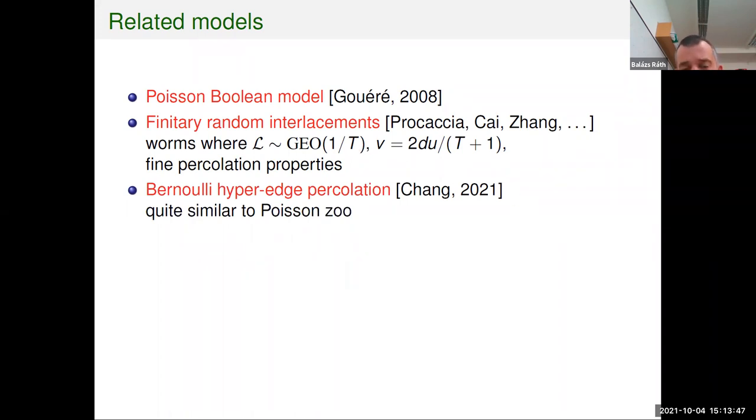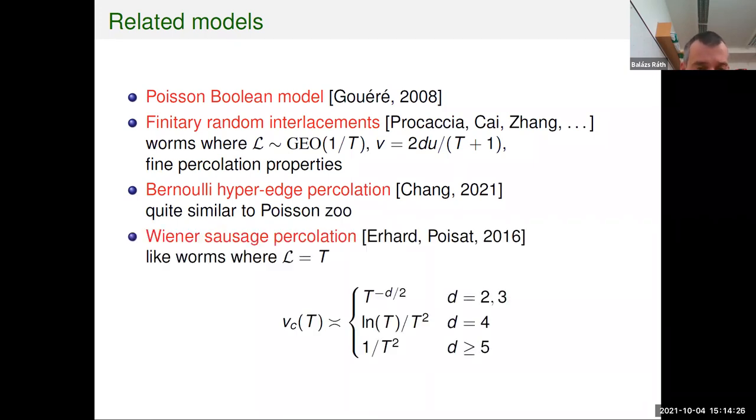Actually, after we wrote a paper, it turned out that what we defined as Poisson zoo essentially already exists in a paper that was defined a couple of months earlier. It's called Bernoulli hyperedge percolation. So it's pretty much the same as Poisson zoo, but the results of that paper focus on a completely different direction. So it's about the case when there is phase transition. And for example, Chang proves uniqueness of the infinite cluster, whereas our focus is on the cases of the Poisson zoo where you have no percolation phase transition, for example, the Worms model.